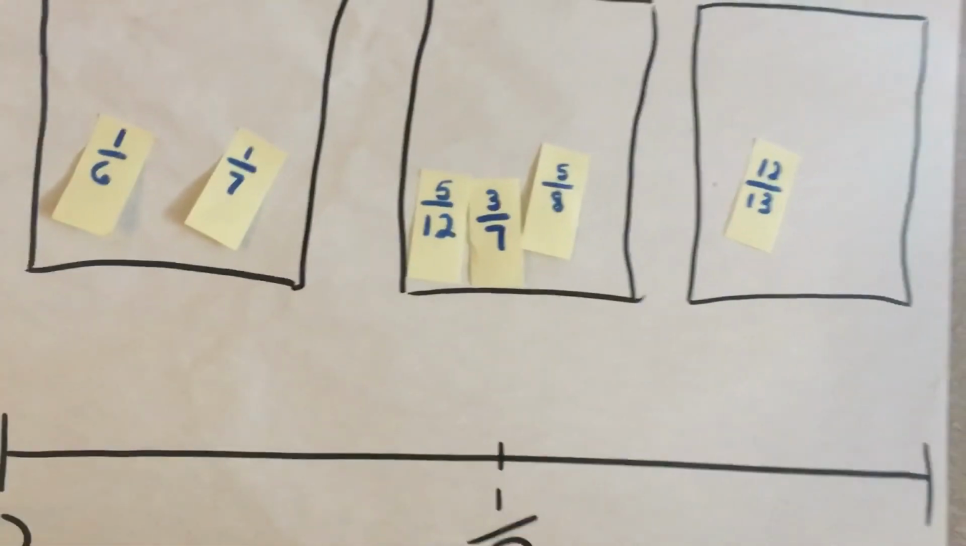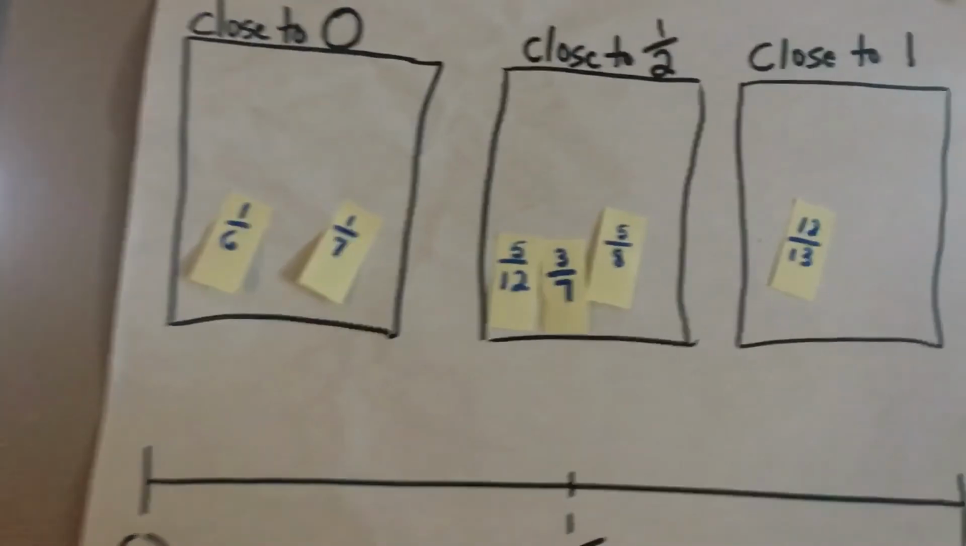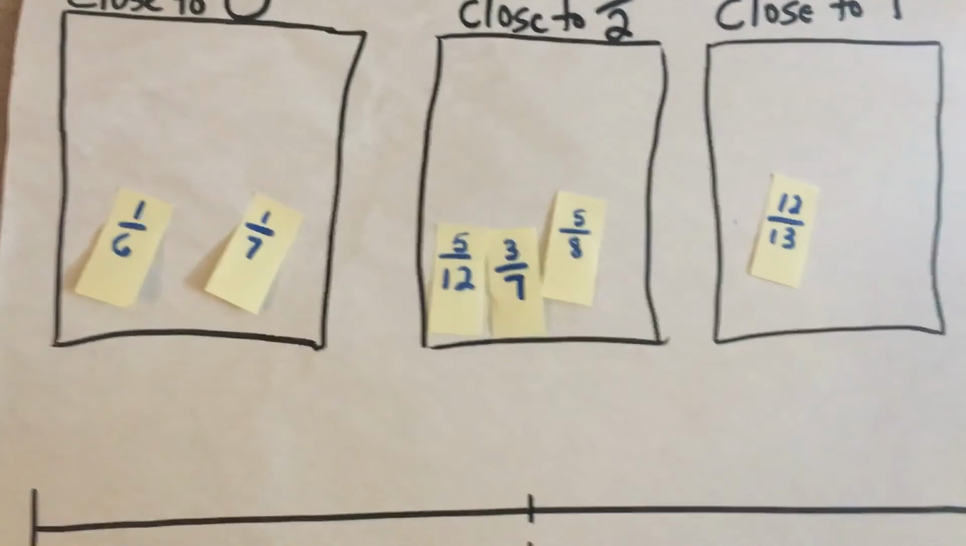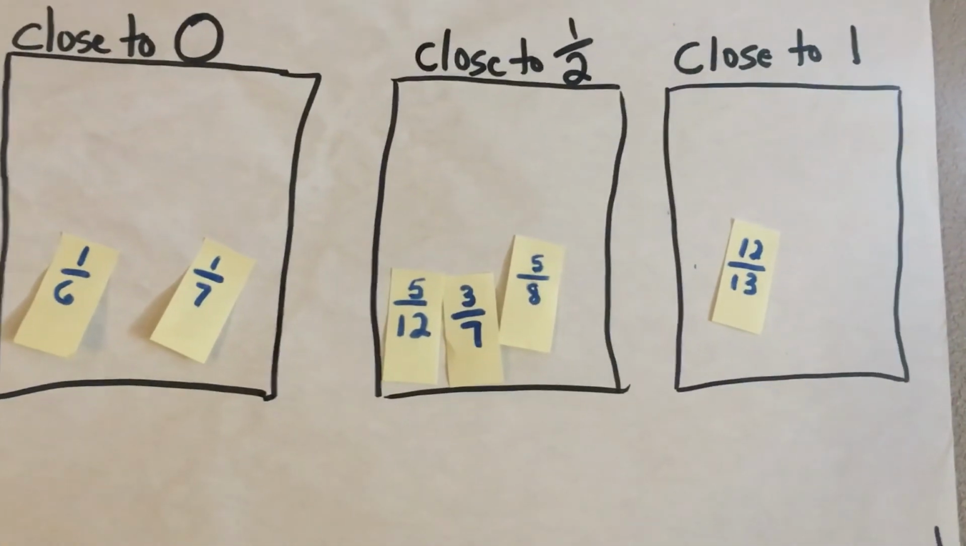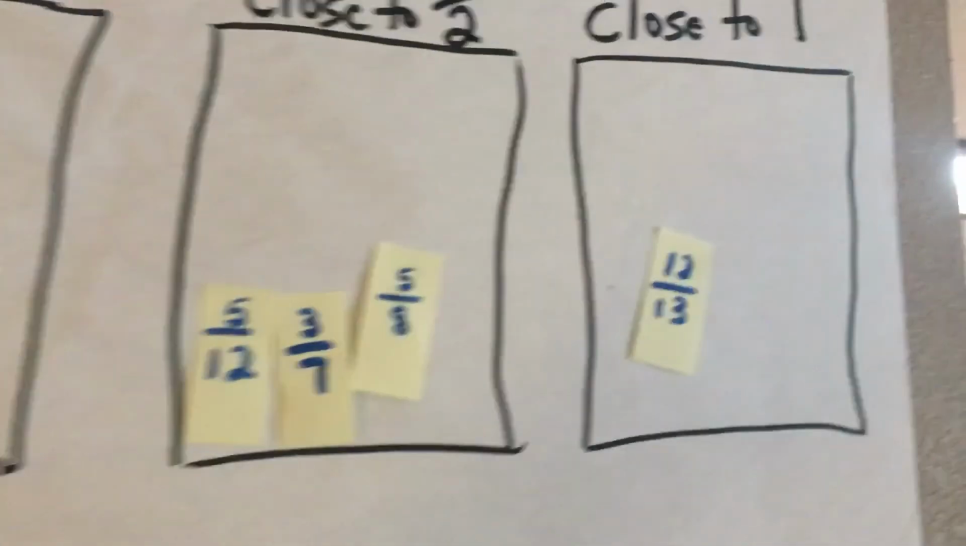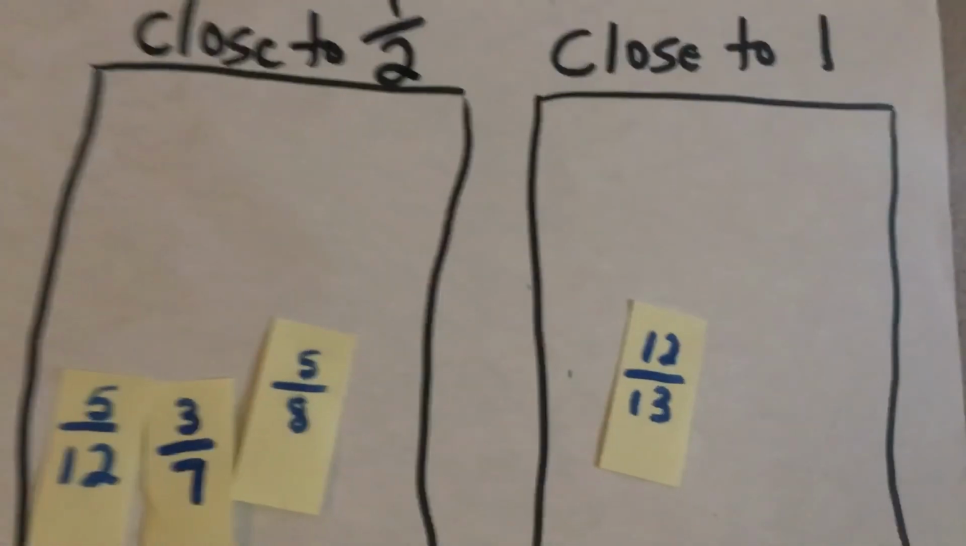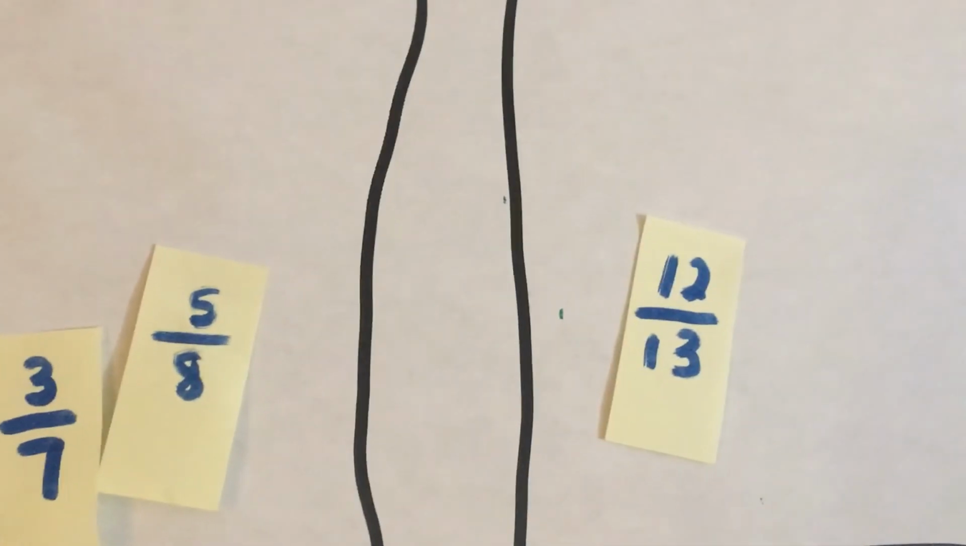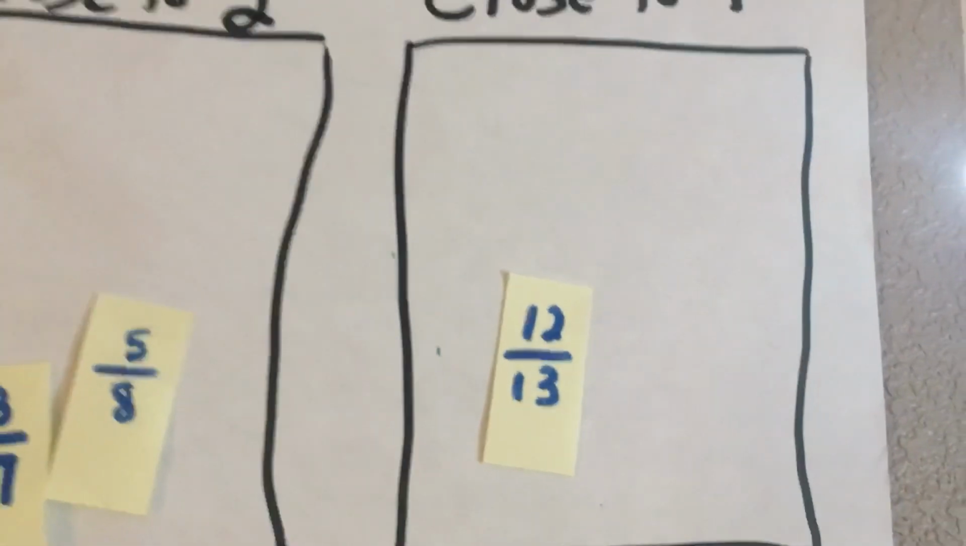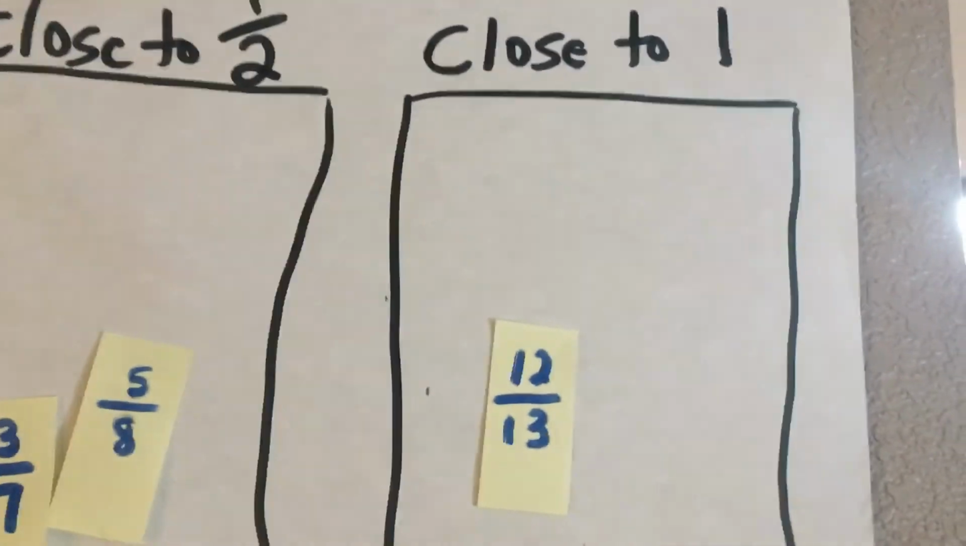So take a look at this, Marshall. So you agree with everything you've done so far? Yes. What do you notice about the fractions that are in the close to 1 category? Mm-hmm. What do you notice about those fractions? Anything you notice about the close to 1? That it has the biggest denominator out of... True. What else do you notice about the fractions that are in close to 1?